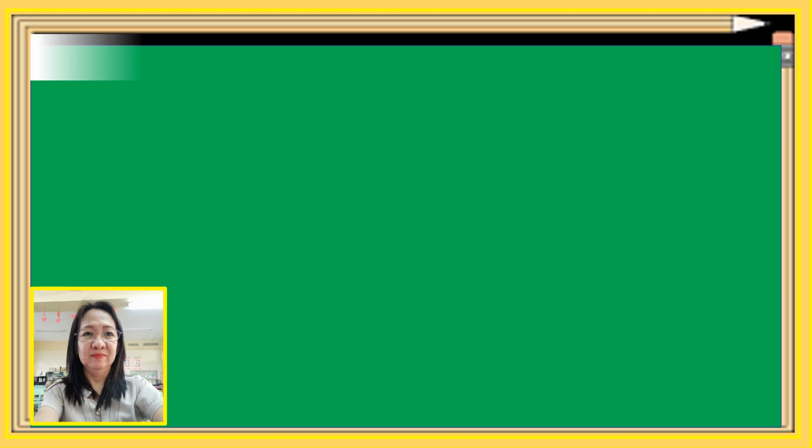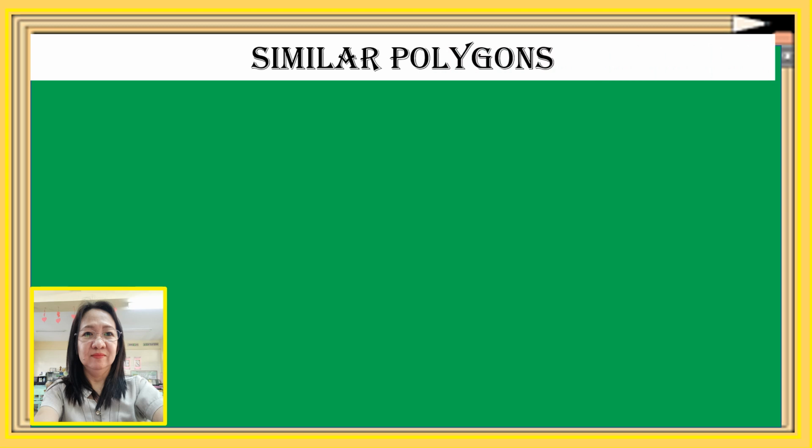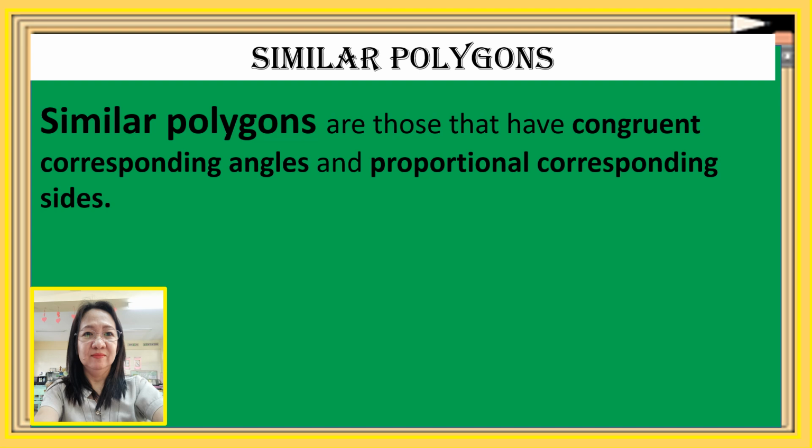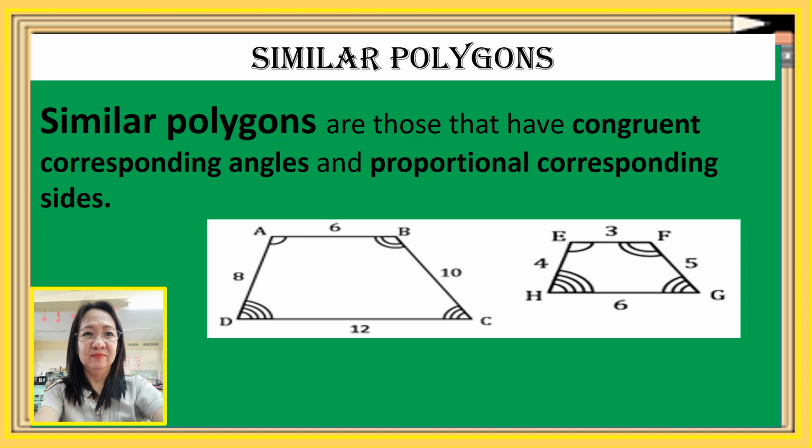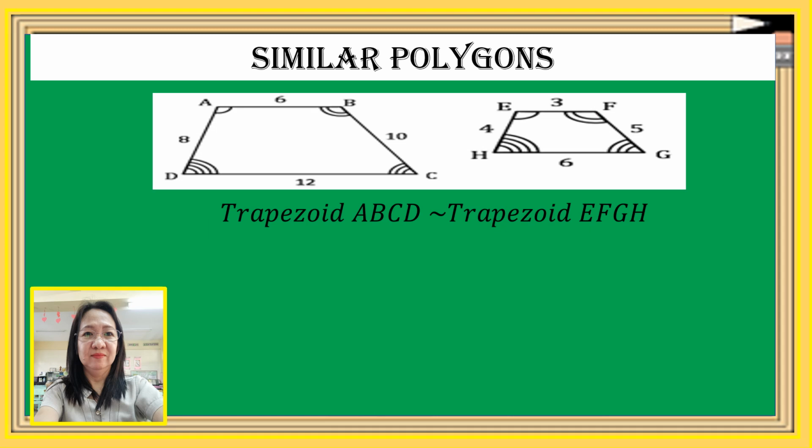Now to formally describe similar polygons, let us see the following examples. Similar polygons are those that have congruent corresponding angles and proportional corresponding sides. Let us look at these figures. Observe the trapezoid ABCD is bigger than the trapezoid EFGH, but trapezoid ABCD is similar to trapezoid EFGH. Let us see in detail why we can say that the figures are similar.